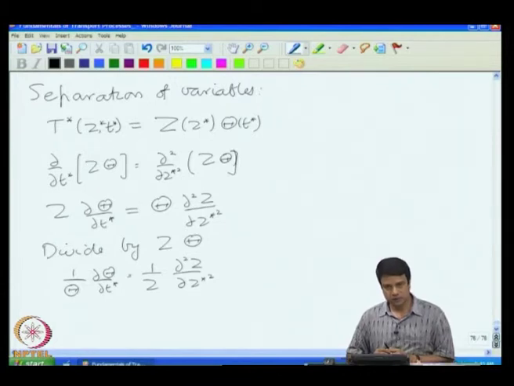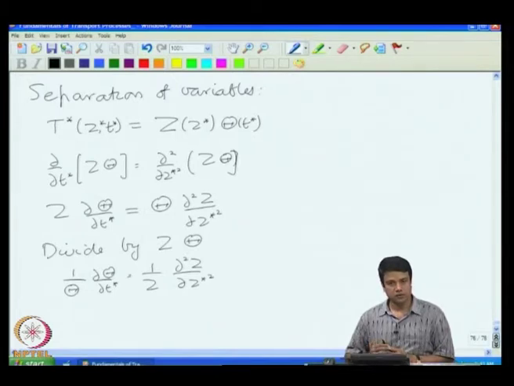The right hand side of this equation is only a function of z star. So, if this equation were true, this has to be true for all values of t star and z star. What that implies is that if this equation were true, then both the right and the left hand sides have both got to be equal to constants.